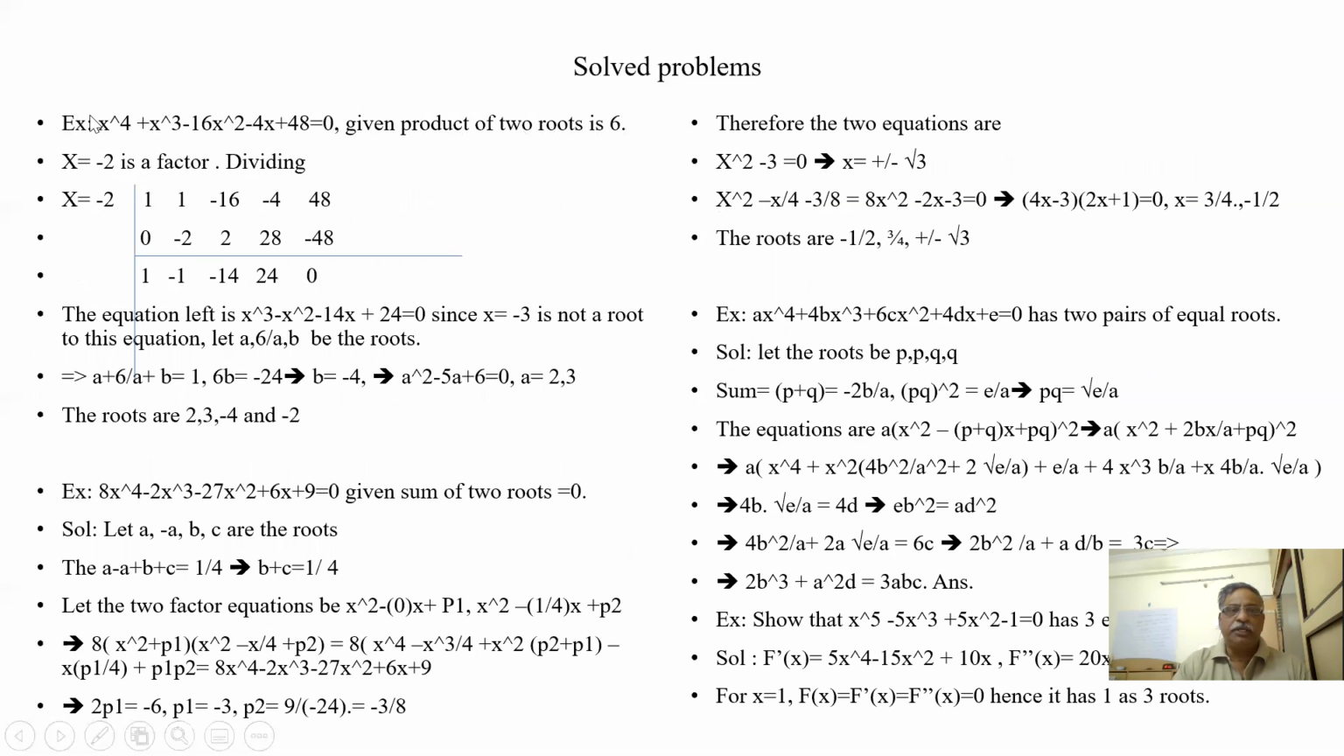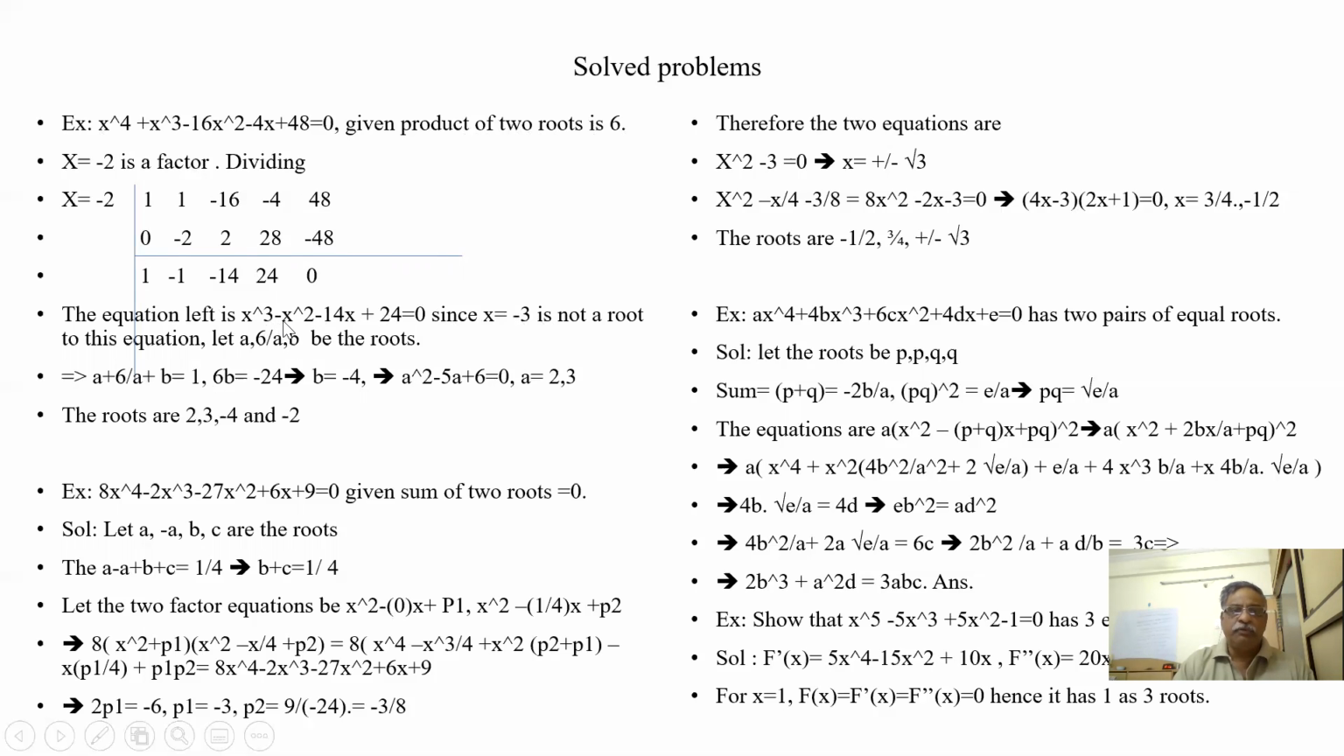So the coefficients are taken: 1, 1, minus 16, 4, 48. When I do the division, I am getting remainder 0 and a 3rd degree polynomial. Here we have seen minus 2; the product of two roots is 6. Minus 2 into minus 3 is 6, but minus 3 is not a root of this. So that means this is not part of the product of two roots.